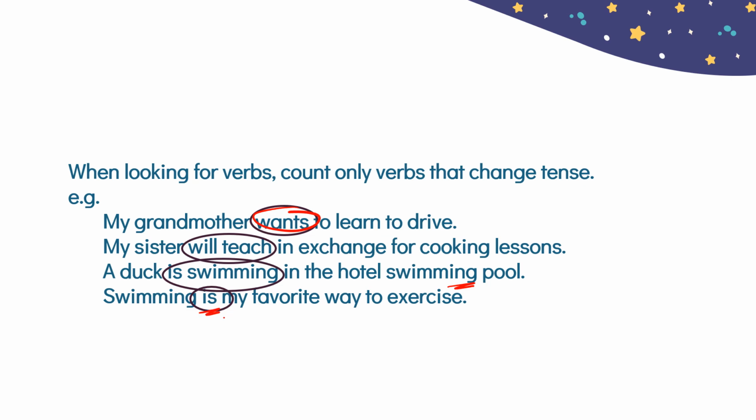Is here is the only verb of this sentence. To exercise is not the verb, but it is to infinitive. So only count verbs that change tense. Please be careful in determining which one is the verb, which one is not the verb.